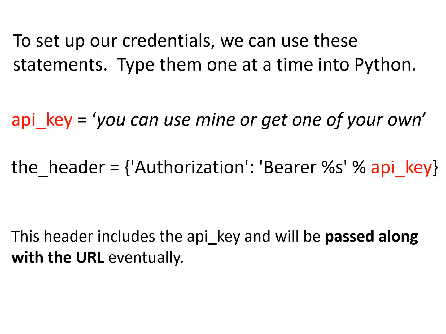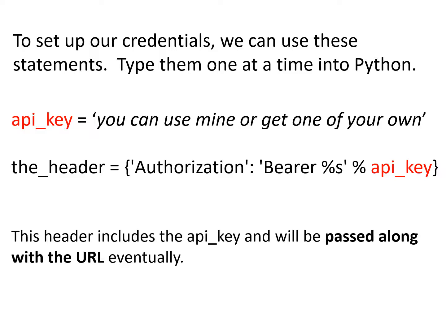Now we have to set up our credentials. Sometimes this API key is sent along with the URL, but that's not as secure. What you can do instead is send the API key in something besides the URL, in something called a header, and you'll see how that all fits together. But for now, just take a look here at these two statements.